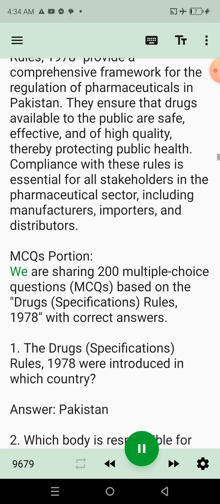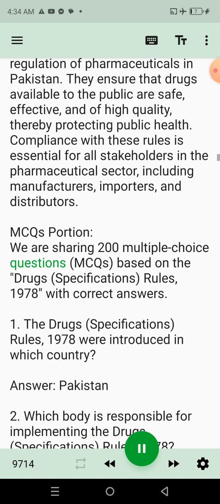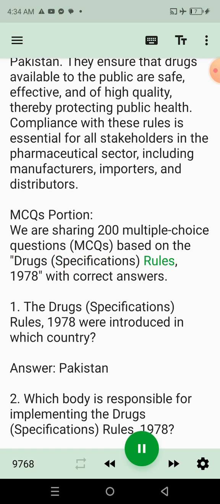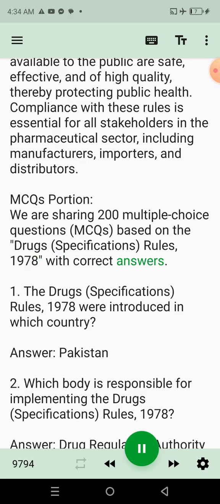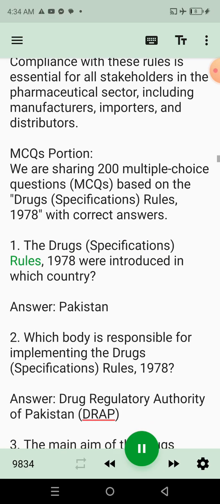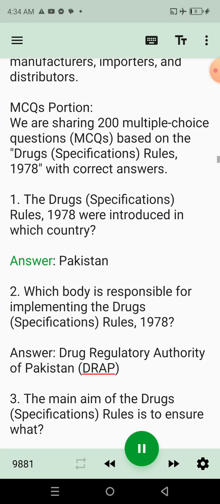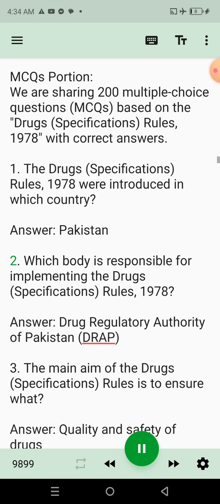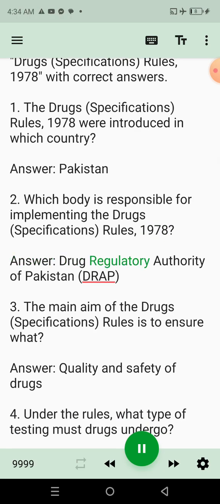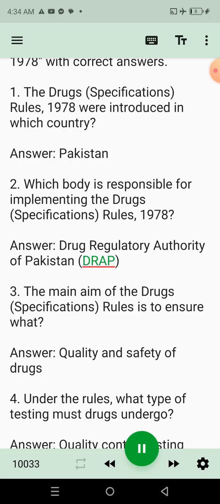MCQs portion. We are sharing 200 multiple-choice questions (MCQs) based on the Drugs Specifications Rules, 1978, with correct answers. 1. The Drugs Specifications Rules, 1978 were introduced in which country? Answer: Pakistan. 2. Which body is responsible for implementing the Drugs Specifications Rules, 1978? Answer: Drug Regulatory Authority of Pakistan (DRAP).